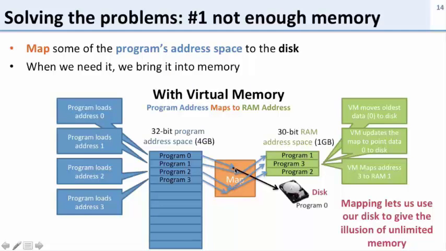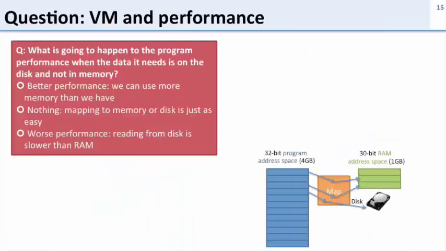So by having this mapping, we can use our disk to give us the illusion of unlimited memory. As long as we have 4 gigabytes of space on our disk, we can always give every program 4 gigabytes of memory because we can do this mapping and put as much of the data on the disk as we need to. So that's how virtual memory solves the problem of not enough memory.